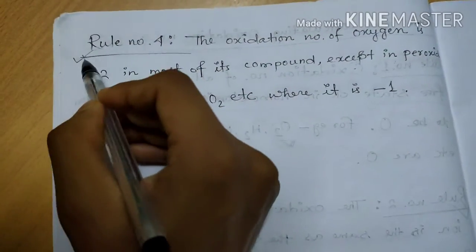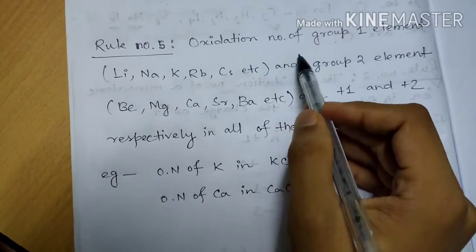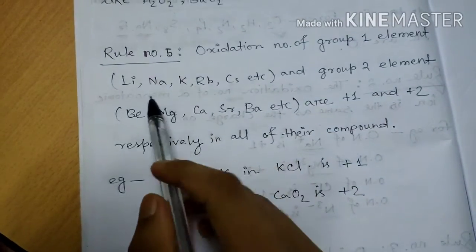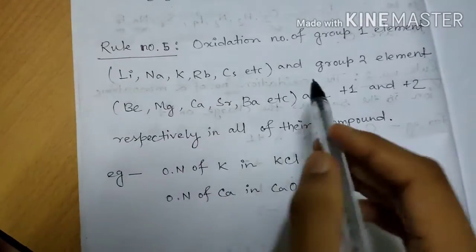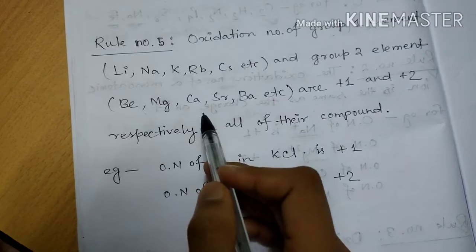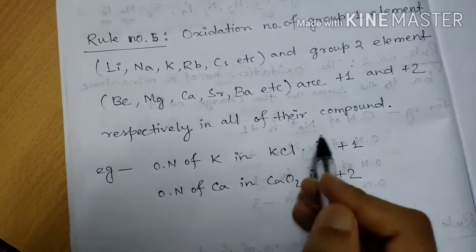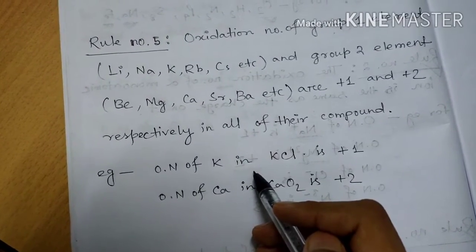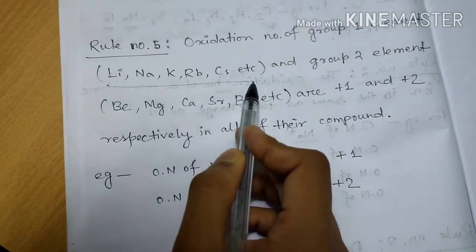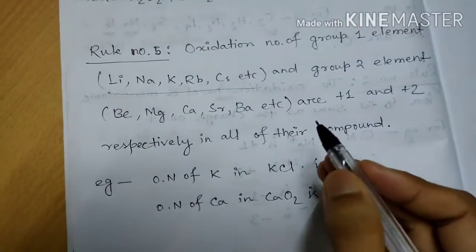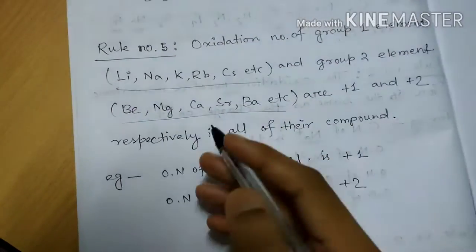Now come to rule number 5. Rule number 5 is that the oxidation numbers of group 1 elements, that is lithium, sodium, potassium, rubidium, cesium, etc., and group 2 elements, that is beryllium, magnesium, calcium, strontium, barium, etc., are +1 and +2 respectively in all of their compounds. That is, the oxidation number of group 1 elements is +1, and the oxidation number of group 2 elements is +2, in all of their compounds.